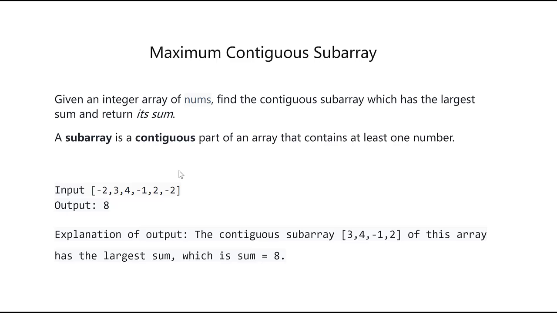For example, here's an input we have -2, 3, 4, -1, 2, and -2. And as an output we should have 8. The explanation of this output is because the contiguous subarray 3, 4, -1, and 2 of this array has the largest sum, which is sum equal to 8.